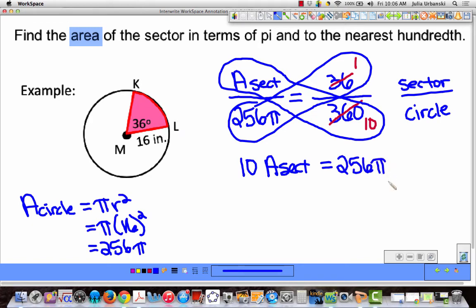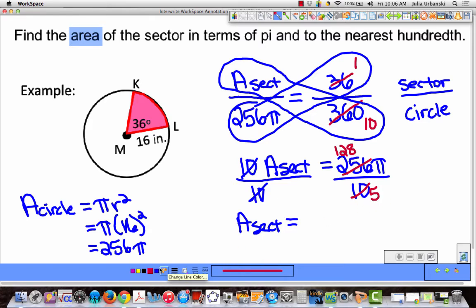256 pi. And the last thing we want to do is get the area of the sector by itself. All you have to do is divide both sides by 10. Divide both sides by 10. All right, so this answer is not reduced yet. I can divide both by 2. This turns into 128, and this turns into 5. So my reduced answer is 128 pi over 5.